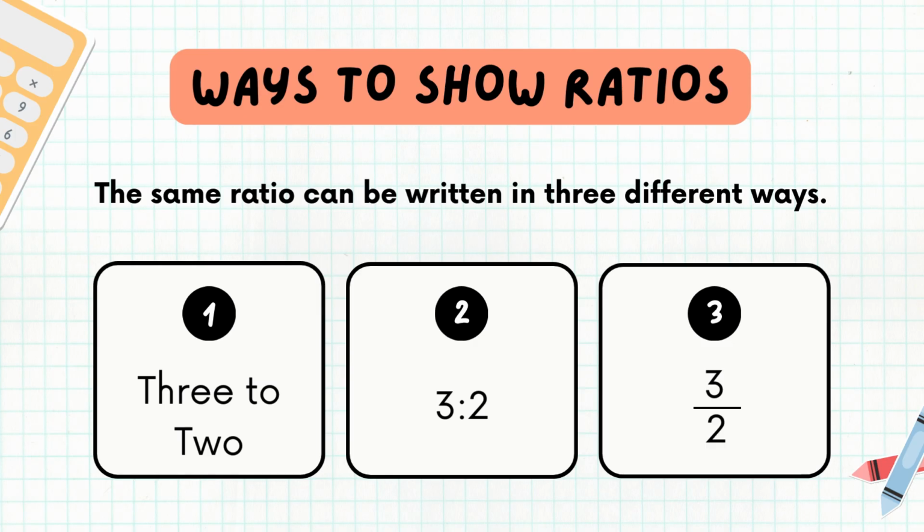Ratios can be written in 3 different ways: using the word to, or using a colon, or as a fraction.